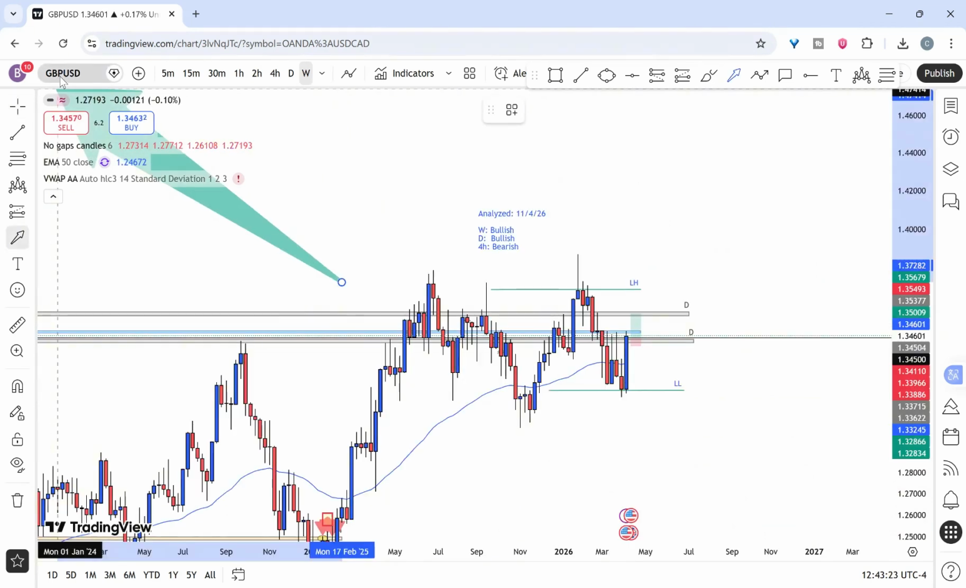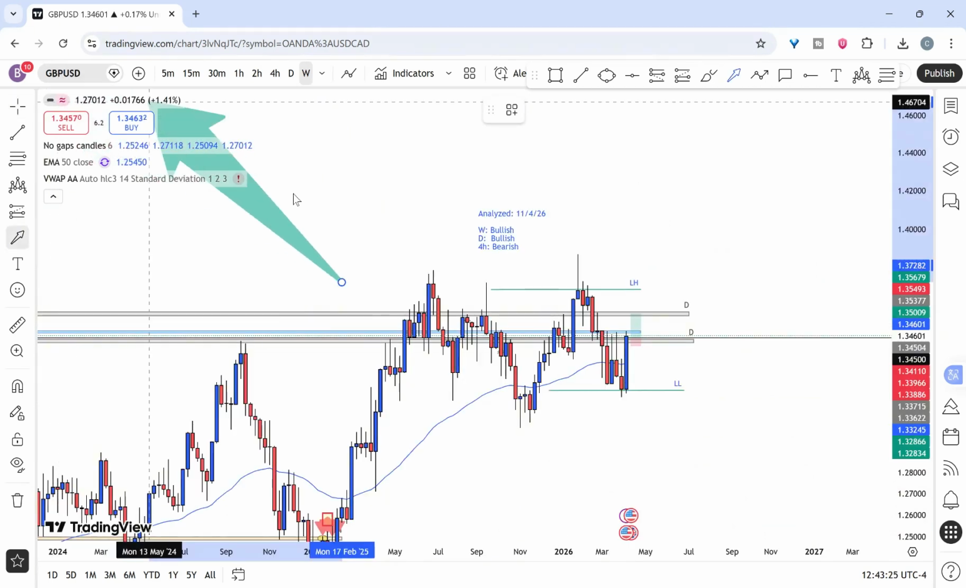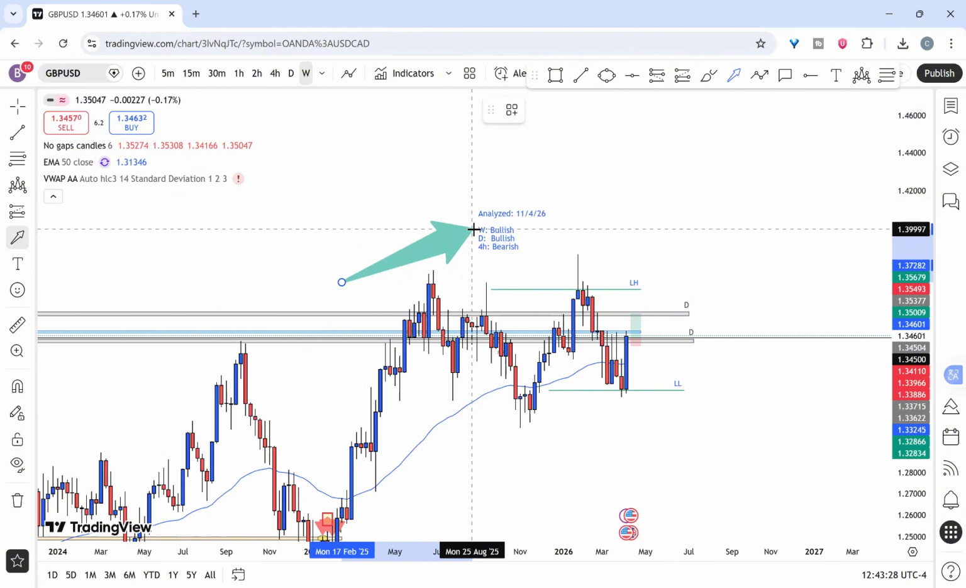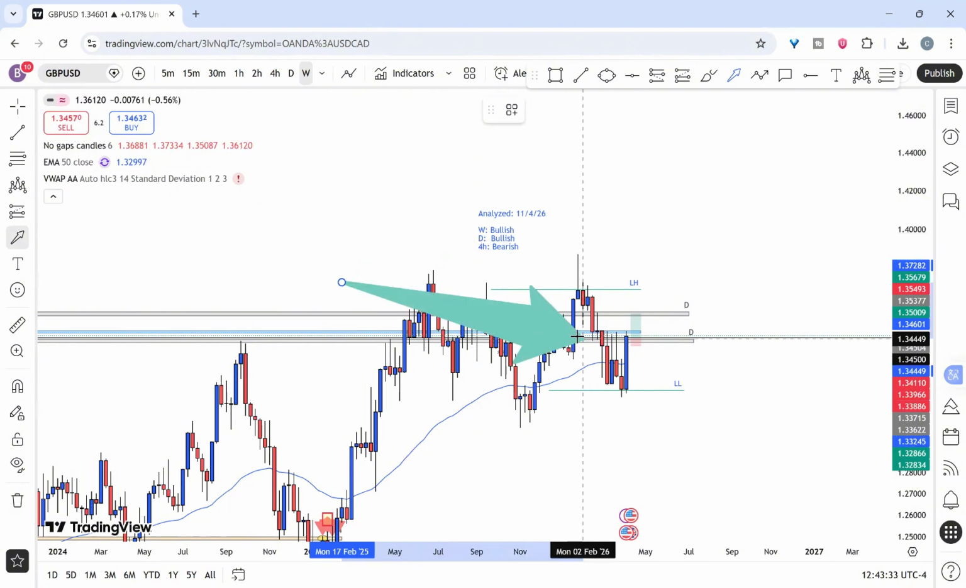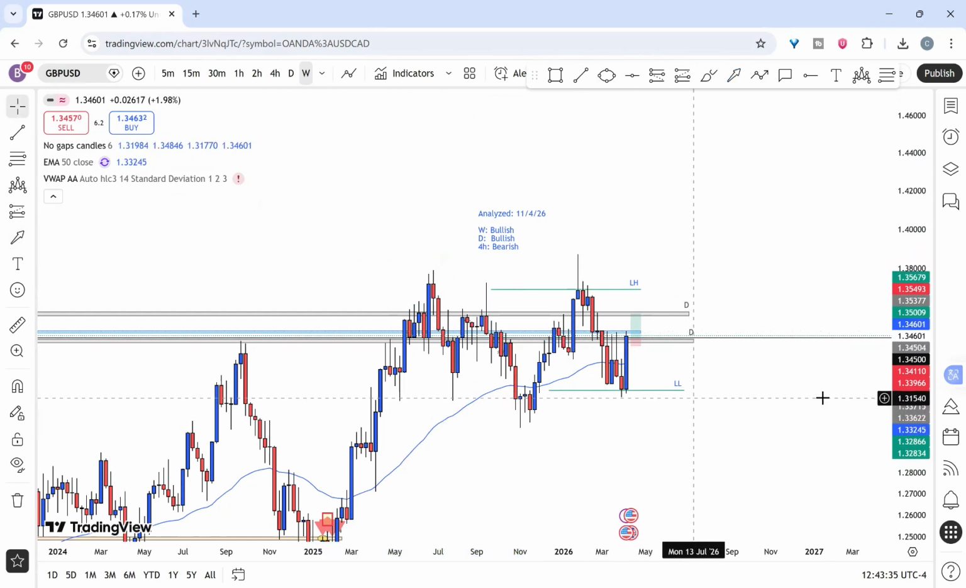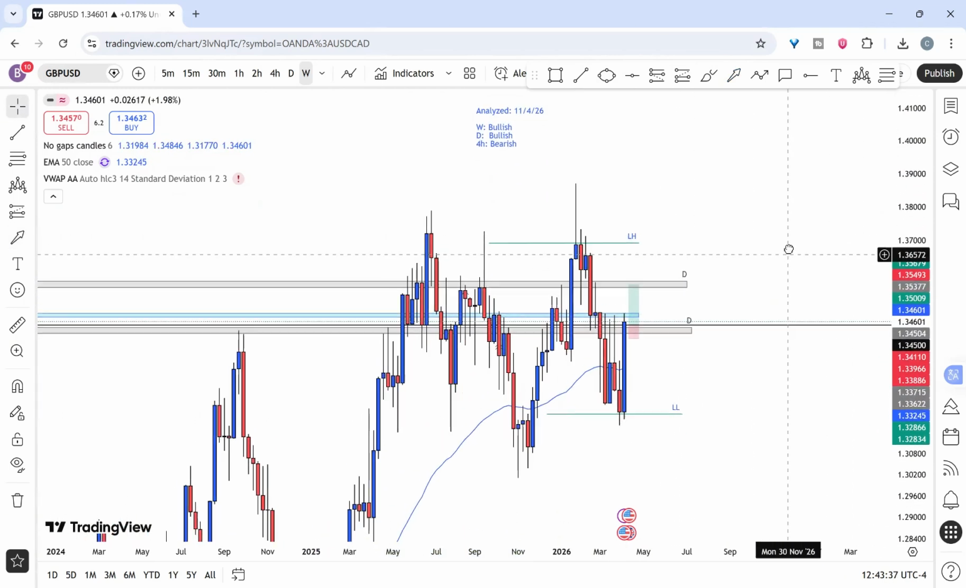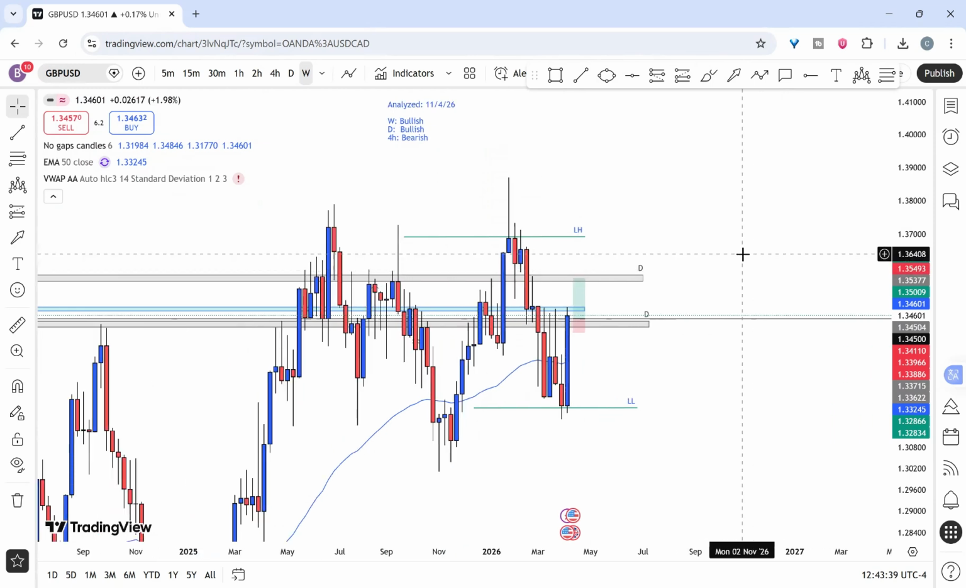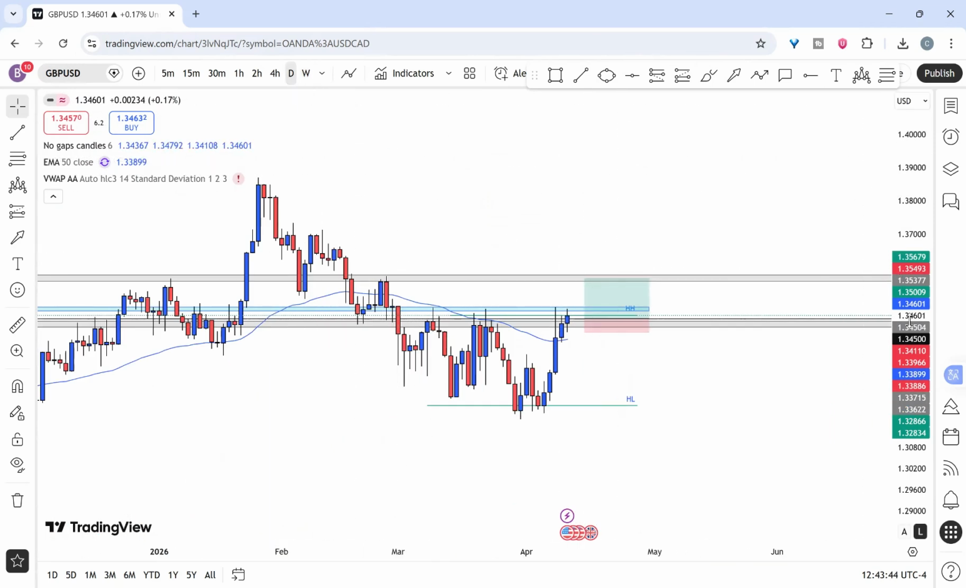So now we are here on GBPUSD, and the market trend is bullish on the weekly, bullish on the daily, and bearish on the 4 hour. And this really looks very promising, and I really would like to trade on Monday or Tuesday, but we need to be patient. All right, we always need to have some confirmation.